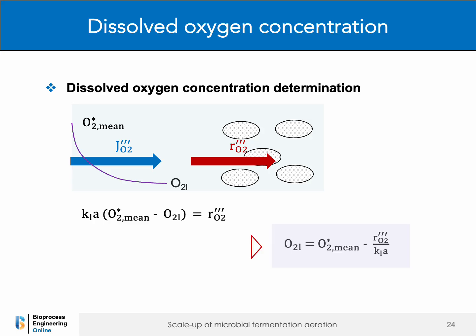Under these conditions, the dissolved oxygen concentration O2L is given by the relation O2L equals O2* mean minus RO2 over KLA. Thus, the dissolved oxygen concentration is equal to the mean oxygen solubility in the fermenter, reduced by the ratio of the volumetric oxygen consumption rate to the volumetric mass transfer coefficient.